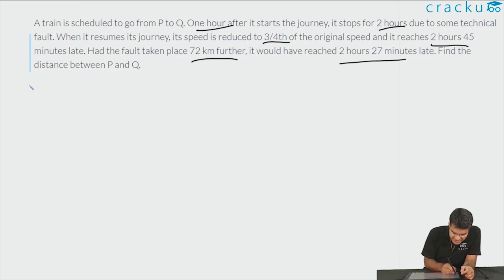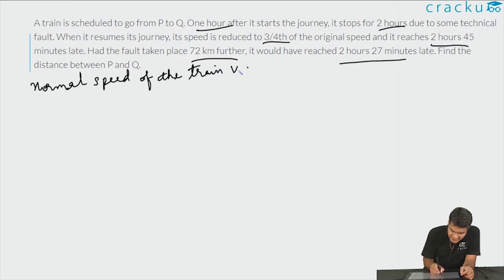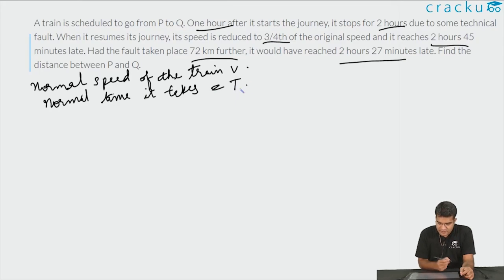Now, to start off with, let us assume that the normal speed of the train is V, and let us assume that the normal time it takes to reach the destination is equal to T. So the total distance is V into T. This is what we are required to calculate.